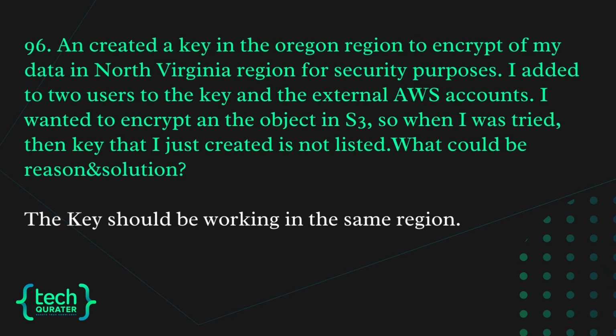I created a key in the Oregon region to encrypt my data in the North Virginia region for security purposes. I added 2 users to the key and the external AWS accounts. I wanted to encrypt an object in S3, but when I tried, the key that I just created is not listed. What could be the reason and solution? The key should be working in the same region.